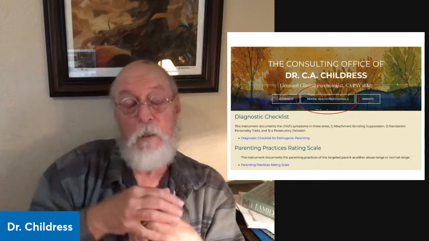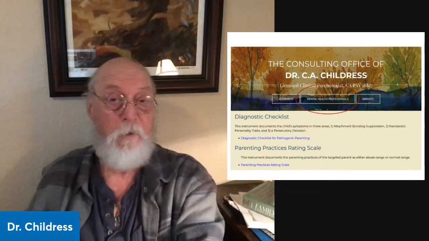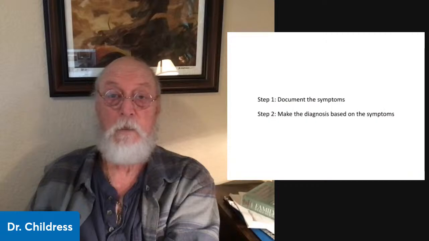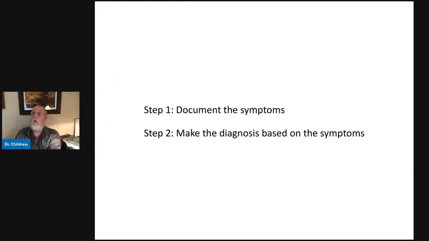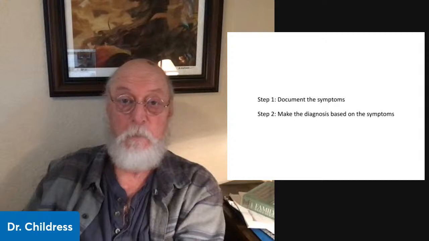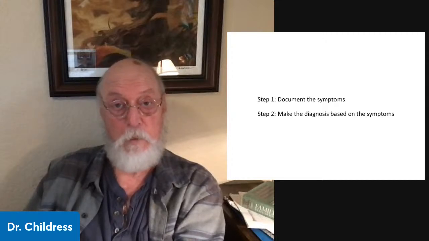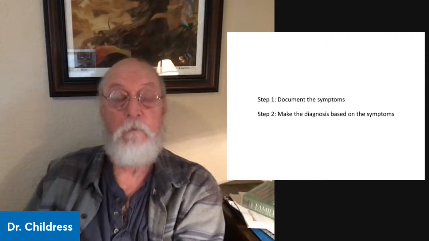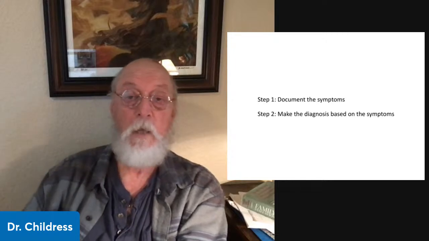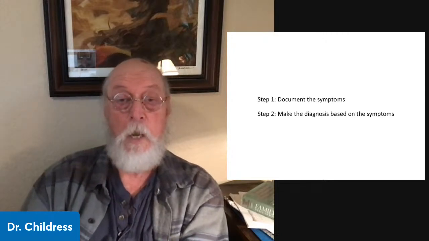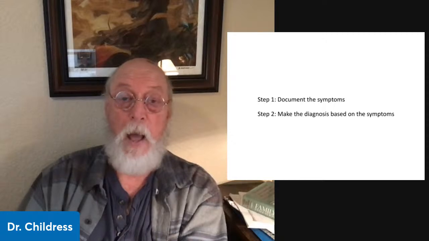And in fact, even if you do collect that, please document the symptoms anyway. There's no reason not to be using these checklists. So, step 1, document the symptoms. Step 2, make the diagnosis based on the symptoms. It is actually that simple. But the forensic psychologists are not doing that. They are refusing to conduct risk assessment for child abuse. They're refusing to document the symptoms. It's just so severely bad what they're doing.